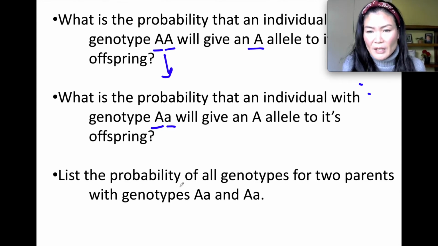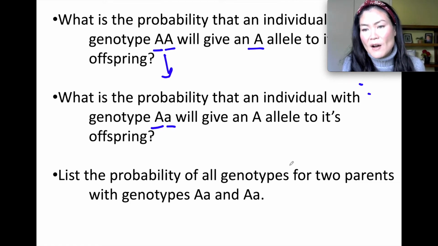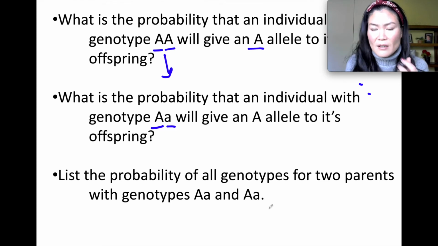List the probability of all genotypes for two parents with genotypes big A, little a, and big A, little a. The way that this is worded, it's kind of poorly worded. It's supposed to say list the probability of all genotypes of the offspring. It didn't say offspring. For two parents with genotypes big A, little a, big A, little a. So I have on the next slide a Punnett square.